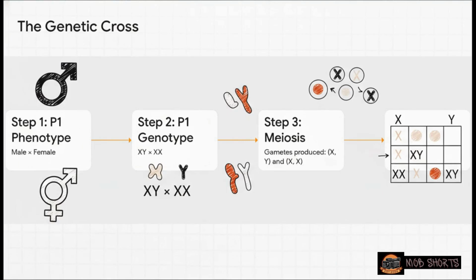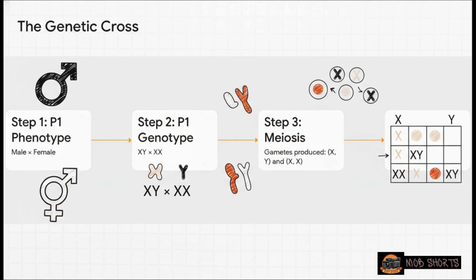Pay close attention here because this is the exact format you need to memorize for your exams. We start with the P1, or the parental generation. Step 1 is the phenotype. That's the physical trait, so male crossed with female. Step 2 is the genotype. That's the genetic code, so XY crossed with XX.